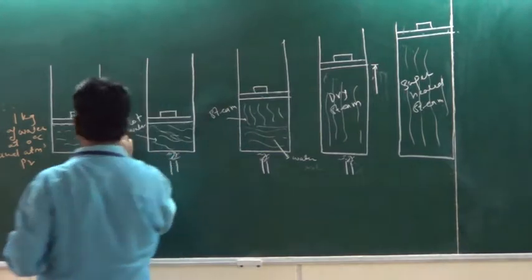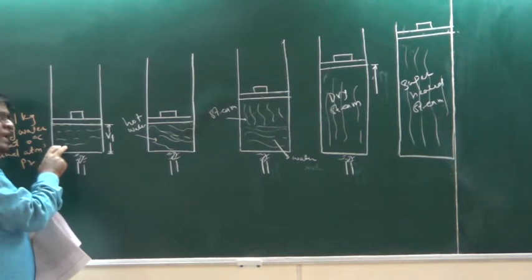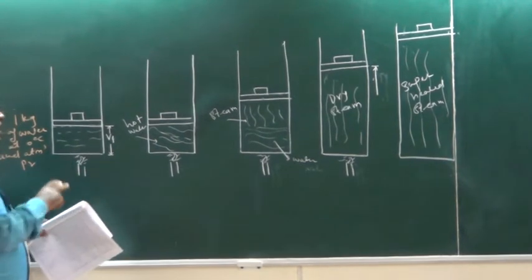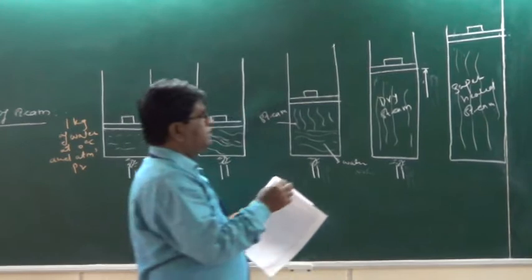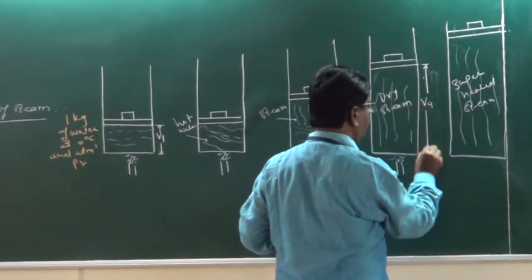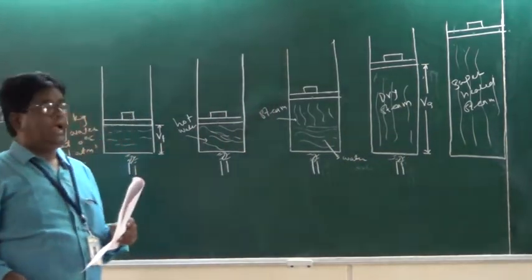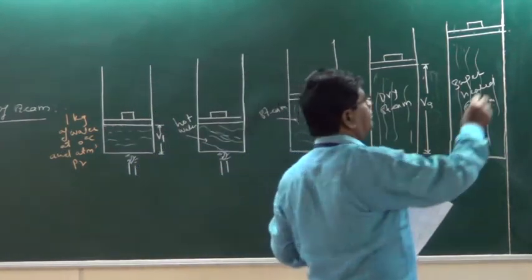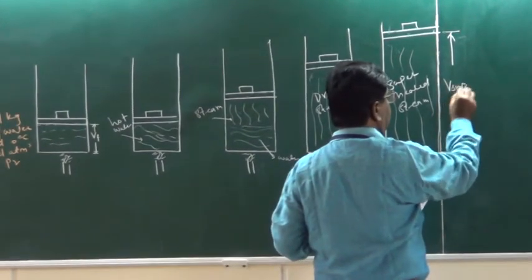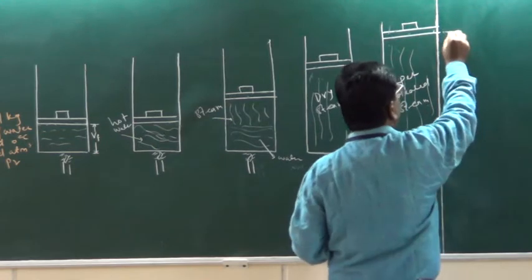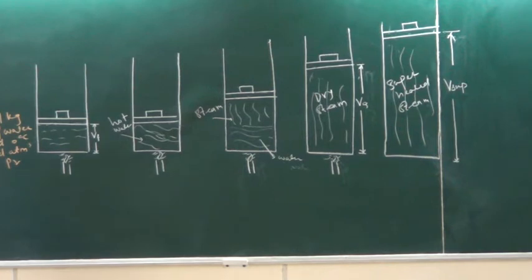So this is Vf, the initial volume of water at the given condition before we start the heating. When we convert that water fully into dry steam, such a volume is called Vg. And after the dry steam, that steam is superheated steam, and that volume is called Vsup. So this is the simple procedure of steam formation.